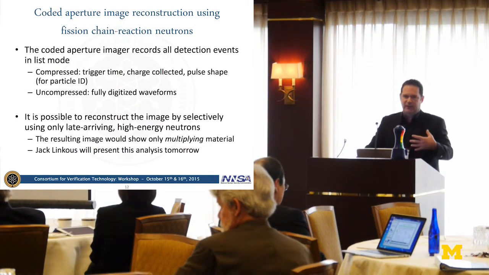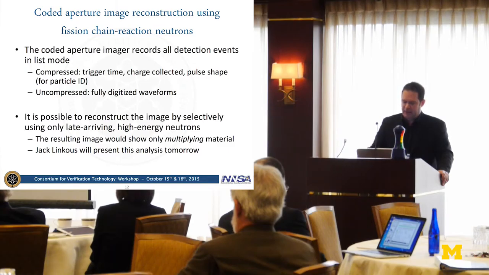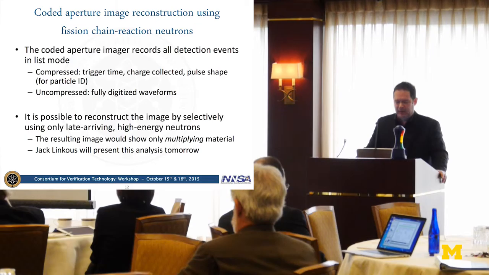Because you have this cube of data that tells you the trigger time, charge collected, and particle type, you can actually reconstruct an image by selectively using only the neutrons that were late and deposited too much energy corresponding to their apparent kinetic energy. In other words, that image should show only multiplying material. I'd love to show you this, but Jack Linkus is going to talk about it tomorrow.